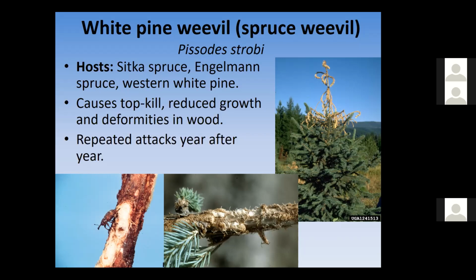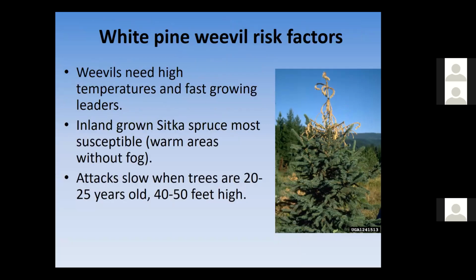The larvae are mining under the bark and they kill the top, and they keep coming back year after year and attacking the same tree. And so what happens is that those side branches below the dead top will take over as a new leader, and then they get attacked, and you get this pattern over time of kind of like a bush, essentially, instead of a nice straight growing Sitka spruce tree.